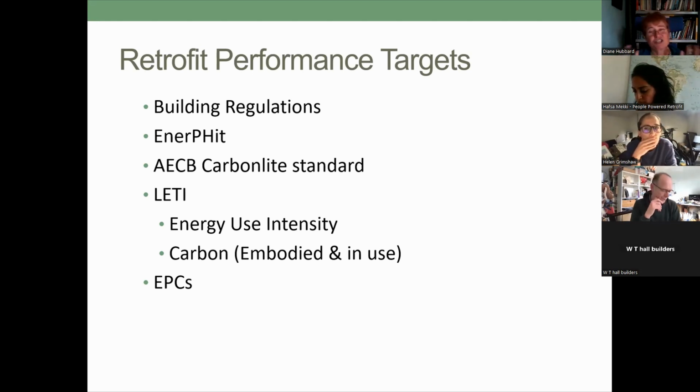So at the top end of everything is EnerPHit, which is the Passive House retrofit standard. Now, I'm assuming, well, I don't know.